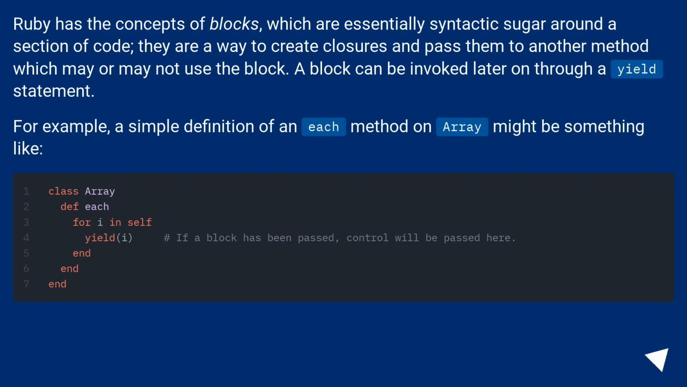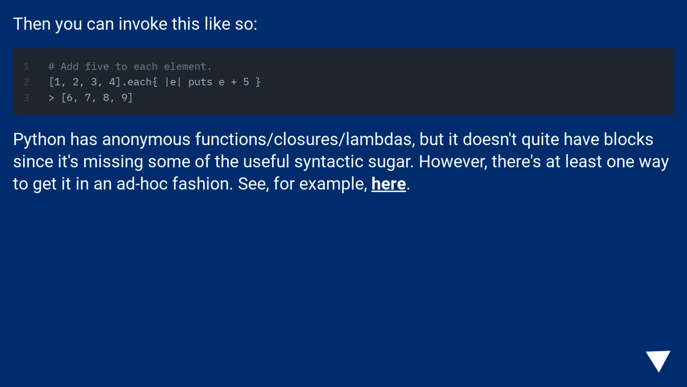Ruby has the concept of blocks, which are essentially syntactic sugar around a section of code. They are a way to create closures and pass them to another method which may or may not use the block. A block can be invoked later on through a yield statement. For example, a simple definition of an each method on array might be something like this, then you can invoke this like so.